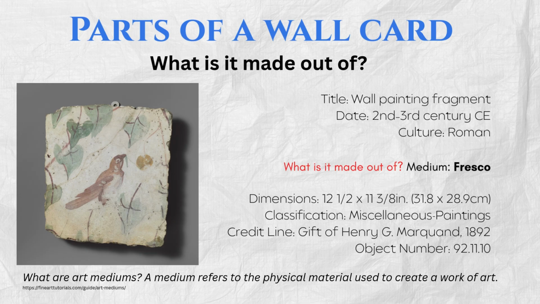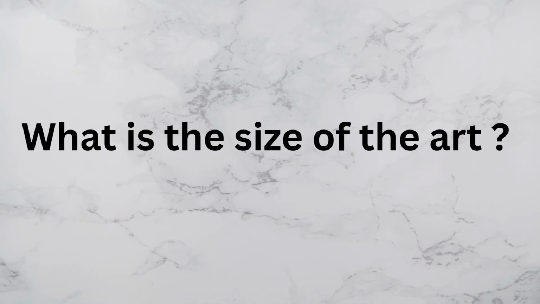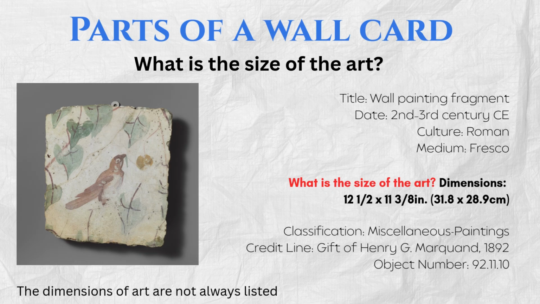Fifth, we ask, and may or may not see on the wall label, the dimensions of the art. How big is the artwork? In most cases, I feel that the measurement of the art is left off the label. It depends on the individual museum, though. Is this art a painting, a sculpture, a book, or a piece of clothing?